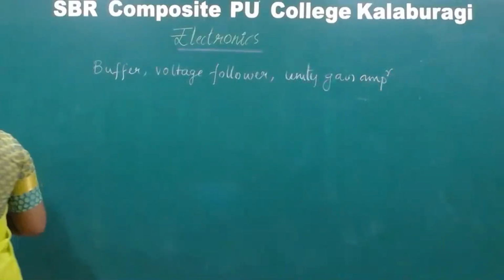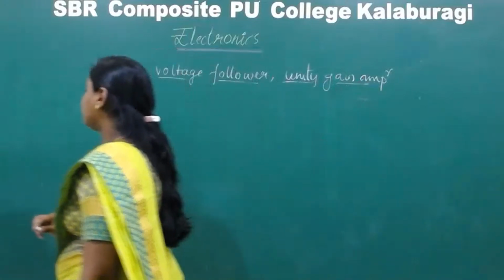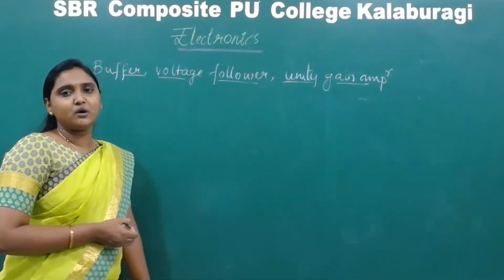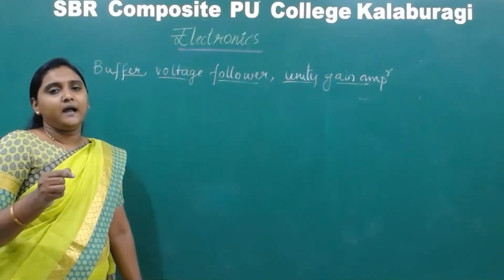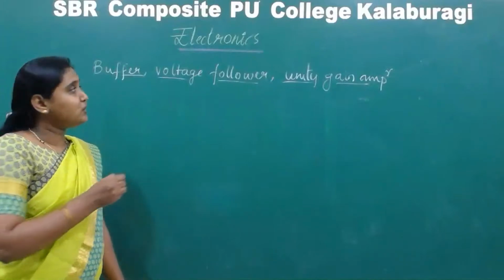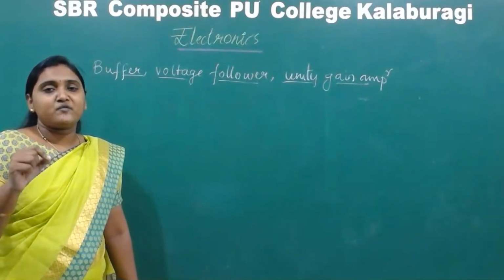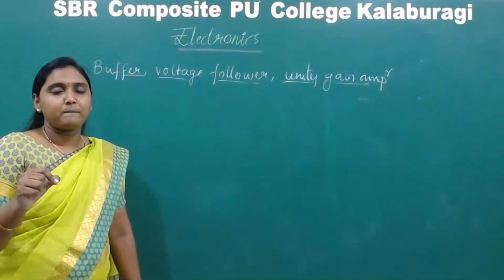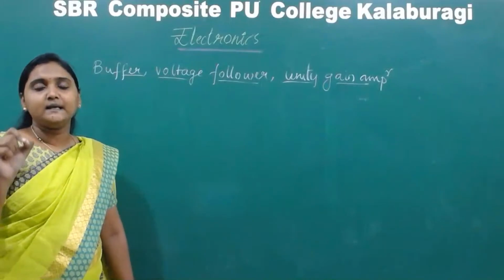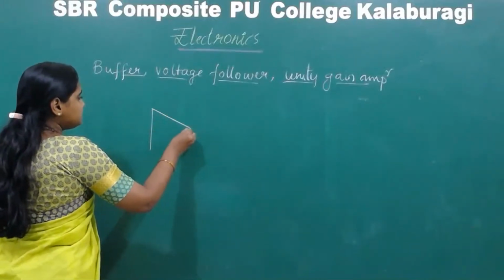Buffer, voltage follower, unity gain amplifier. So what is the definition? This is the type of amplifier which is not going to introduce any gain and it is not going to produce any phase difference. The input and output for the voltage follower, buffer, or unity gain amplifier are exactly the same in terms of magnitude as well as phase. So the phase and magnitude of the input and output of a buffer amplifier are exactly the same. Okay, so I'm starting with the circuit now.